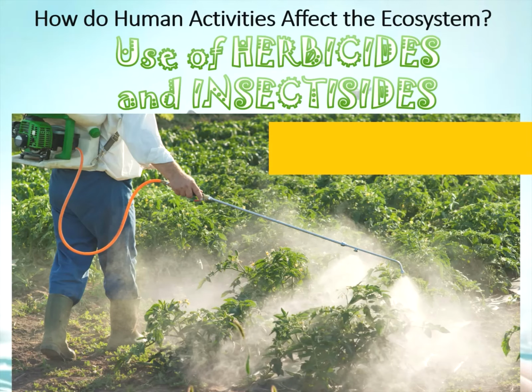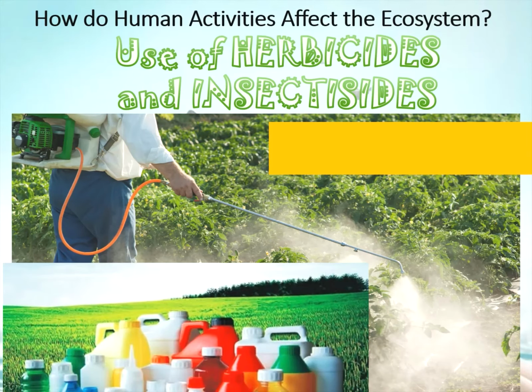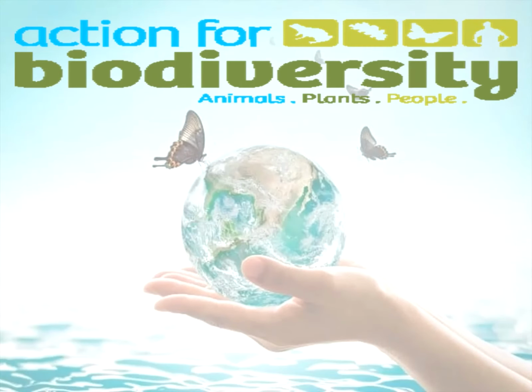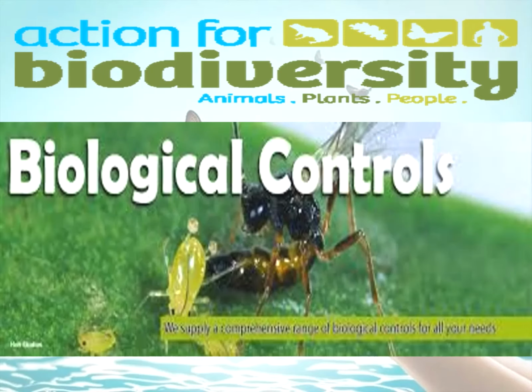Next, another human activity that affects the ecosystem. Ito na yung sinasabi ko kanina, yung use of herbicides and insecticides. So, take a look at, yan yung herbicides, yun yung nasa halaman, ito naman mga insecticides. So, the chemicals also destroy other organisms, including beneficial insects and soil organisms which help in decay. So, ano dapat pala, kung hindi dapat yung insecticides, nakakapahamak pala yung pesticides and herbicides, no?